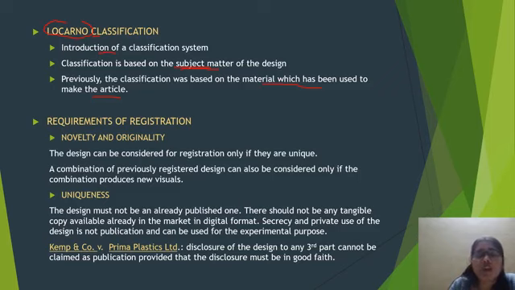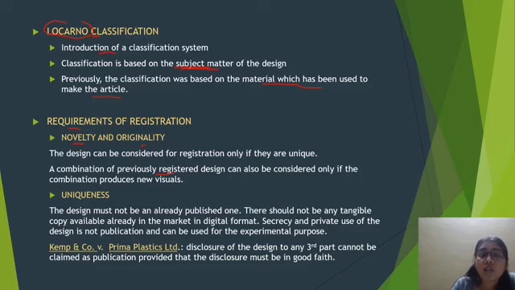Okay, now the second feature is that there is a requirement of registration. That is, there are a few requirements for a design to be registered under this particular act. So, the first requirement is that the design must be novel and it must be original. Okay, so the design must be new and original, and it must not be a previously registered design. So if it is a previously registered design, then it cannot be registered again. That is, it is not original and not new and it cannot be registered.